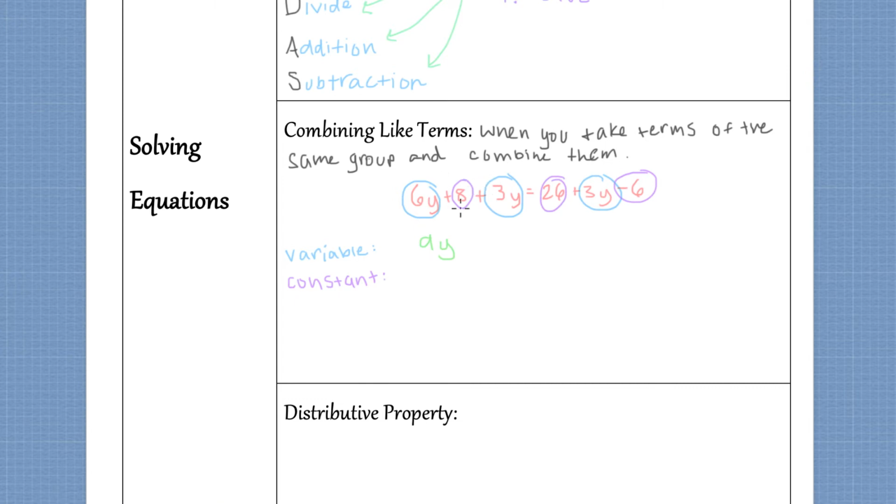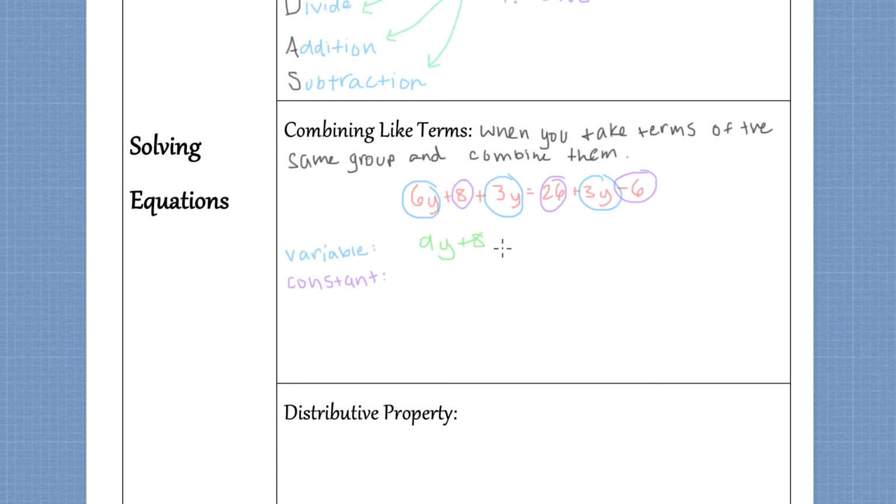Over here on the same side, we only have one constant term. And so we have nothing to add this constant term with on this same side. So we're just going to leave it as it is, and we're going to write plus 8. And so this first side over here is equal to 9y plus 8 when you combine all of the like terms on that side.